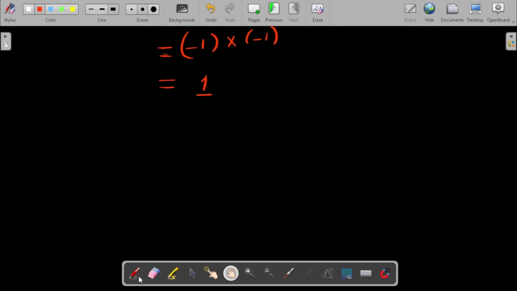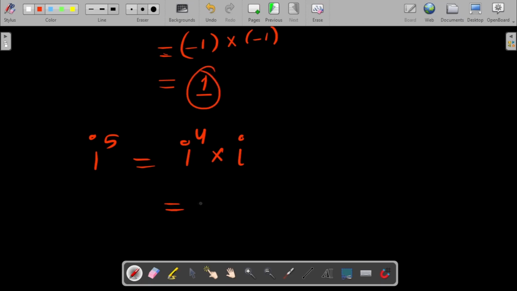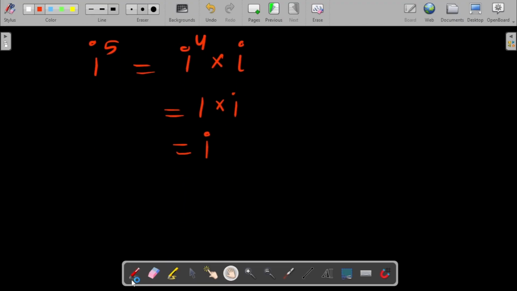Next, i to the power 5. i to the power 5 is what? It can be written as i to the power 4 multiplied with i. We know that i to the power 4 is 1, so 1 multiplied with i. So it gives i.